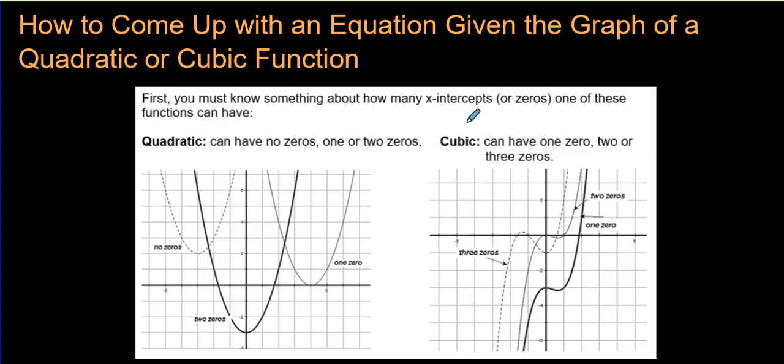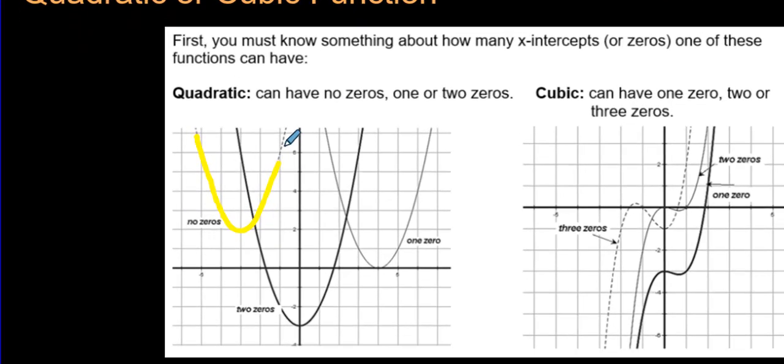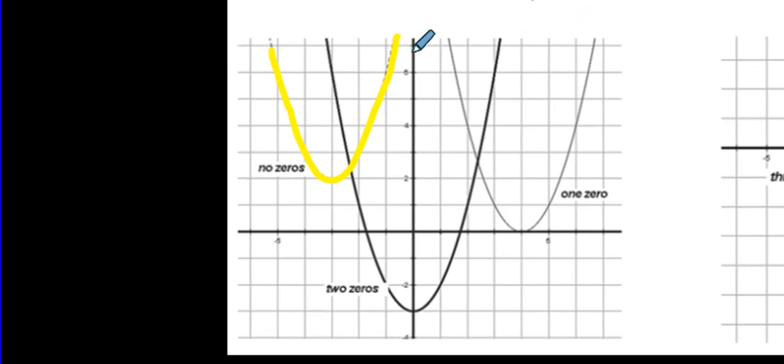You must know something about x-intercepts or zeros regarding one of these types of functions. So for a quadratic, for example, there's a situation where you might have no zeros, kind of like this one here. I'm using the yellow pen because it was hard to see that. So there's no zeros there, there's no x-intercepts. It may have 1 zero or 2 zeros.